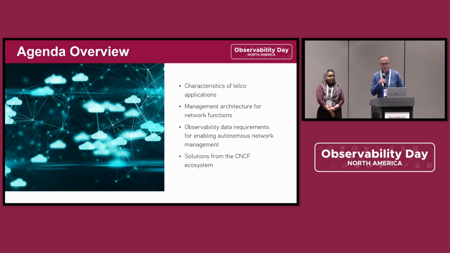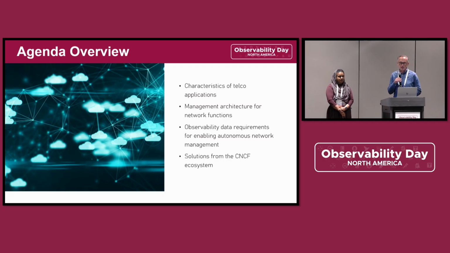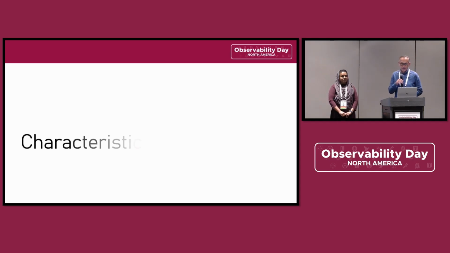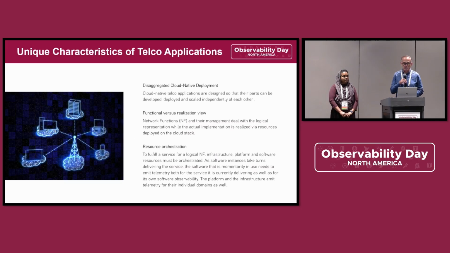So just to give you a hint about what specific characteristics and capabilities our applications do have, and then I will also go into a little bit on management architecture for our network functions, and touch a little bit upon data requirements, which are enablers for autonomous networks and their management. So I will come back to that one. And then, as Faseela said, she will also further on connect it to the CNCF ecosystem and the observability landscape.